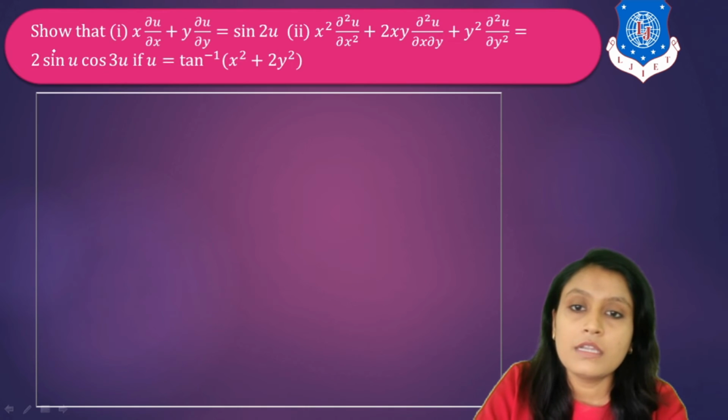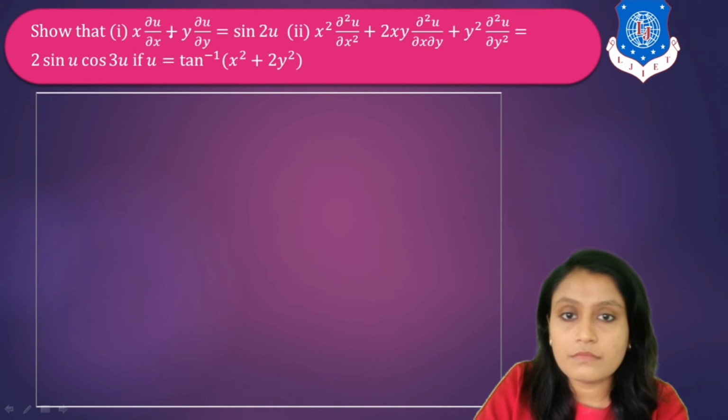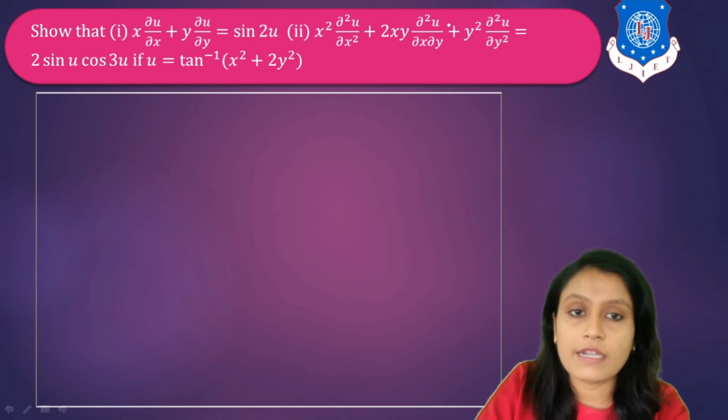Okay, now let's solve an example. Show that x del u by del x plus y del u by del y is equal to sine 2u and x square del square u by del x square plus 2xy del square u by del x del y plus y square del square u by del y square is equal to 2 sine u cos 3u, if u is equal to tan inverse of x square plus 2y square is given.